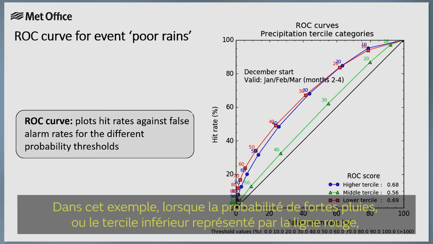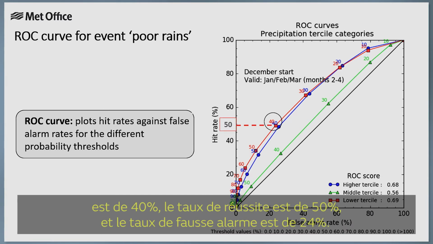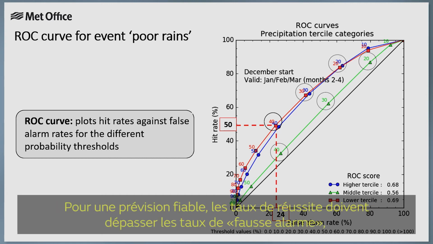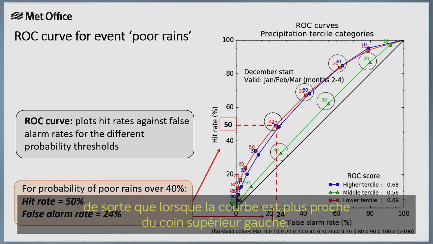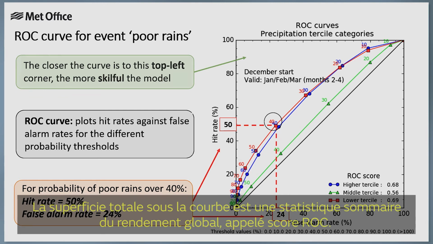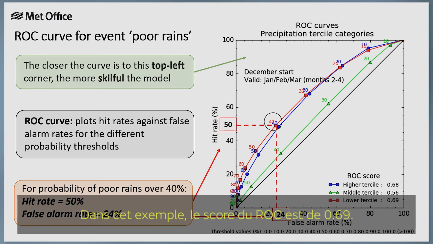In this example, when the probability of poor rains, or the lower tercile represented by the red line, is 40%, the hit rate is 50%, and the false alarm rate is 24%. This can be repeated for other probability thresholds, forming a curve. For a skillful forecast, hit rates must exceed false alarm rates. So when the curve is closer to the top left corner, this indicates a more skillful forecast model. The total area under the curve is a summary statistic of overall performance called the ROC score. In this example, the ROC score is 0.69.